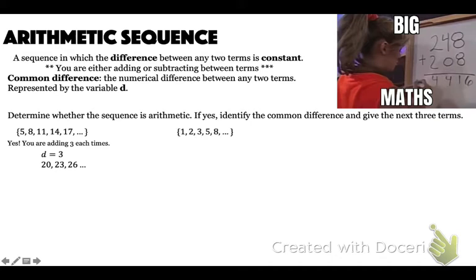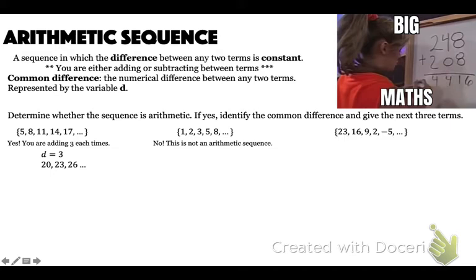Okay, what if I have 1, 2, 3, 5, 8? Well, 1 plus 1 is 2, plus 1 is 3, but then I add 2, and then I add 3. So this one is no, this is not an arithmetic sequence. I am not adding the same thing every single time.